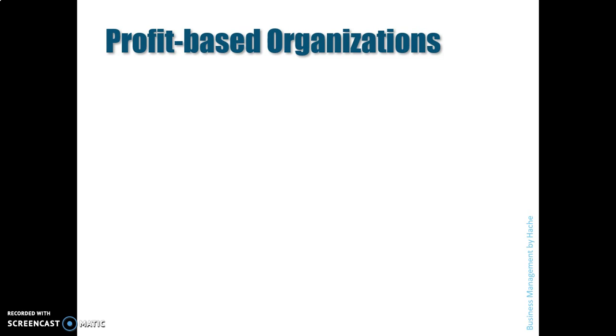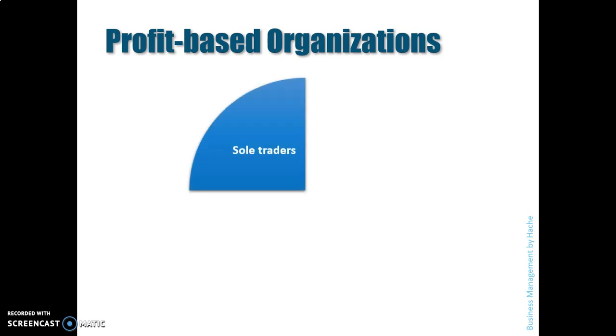Profit-based organizations can be classified into four big groups. We will first take a quick look at these four types. Number one, they can be sole traders. Sole traders are also known as sole proprietors, and they are businesses with only one single owner. Even though they might hire additional employees, still there will be only one owner for this type of business.